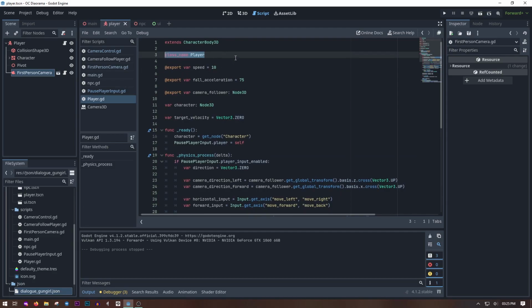So class name player. We use that for some other thing, I forget. We've got the variables speed, full acceleration, camera follower.